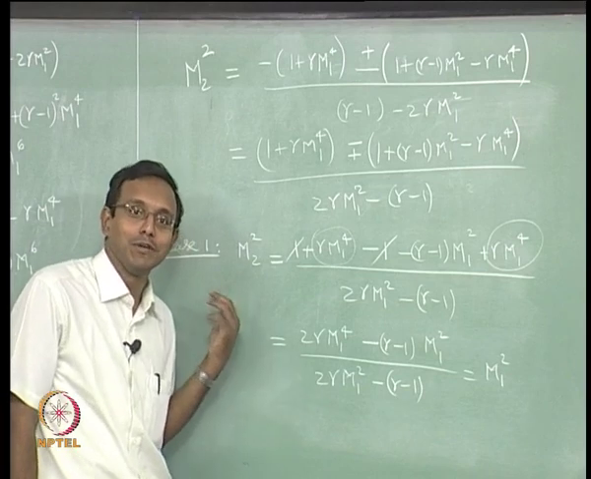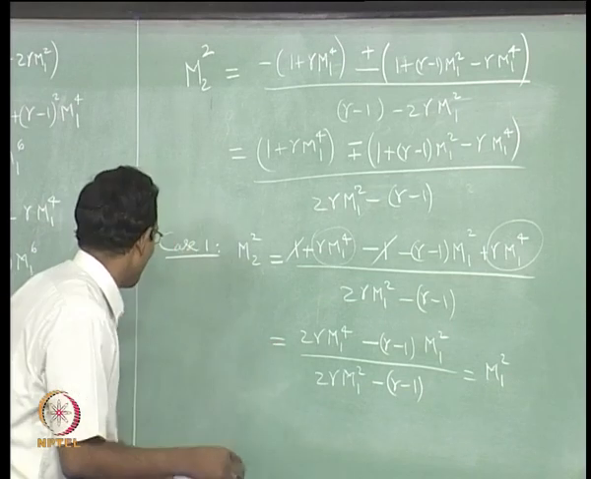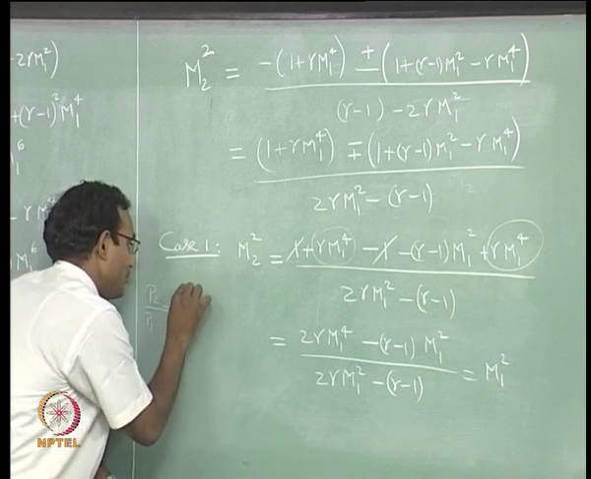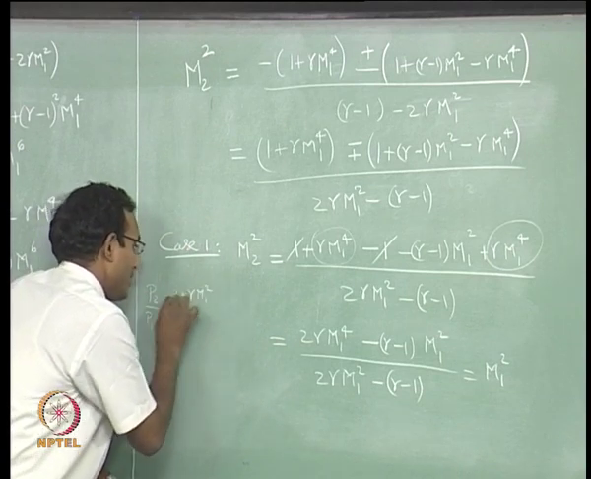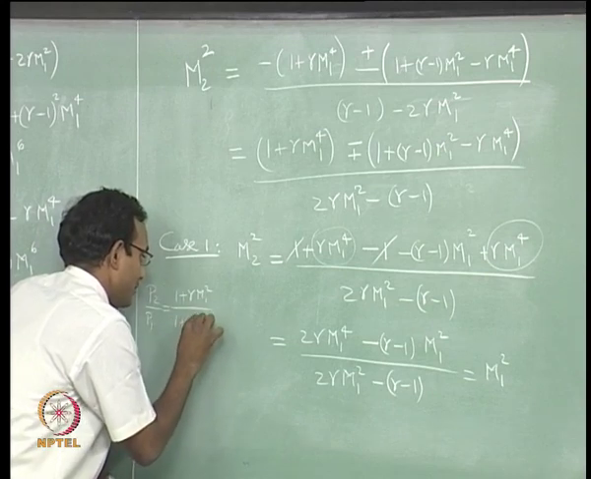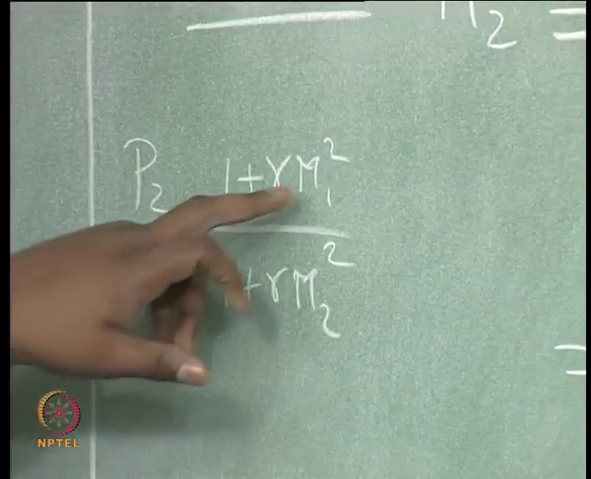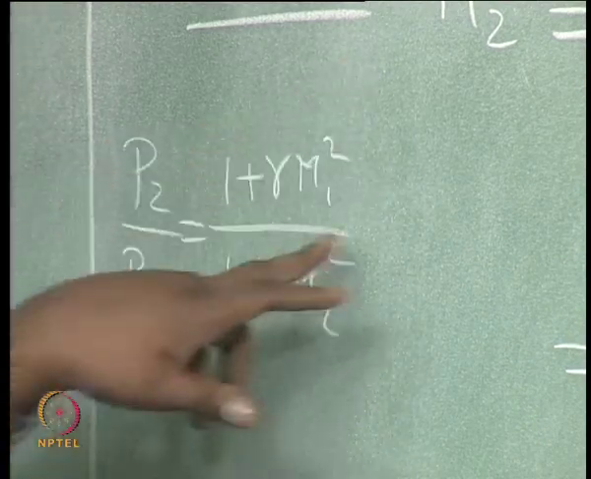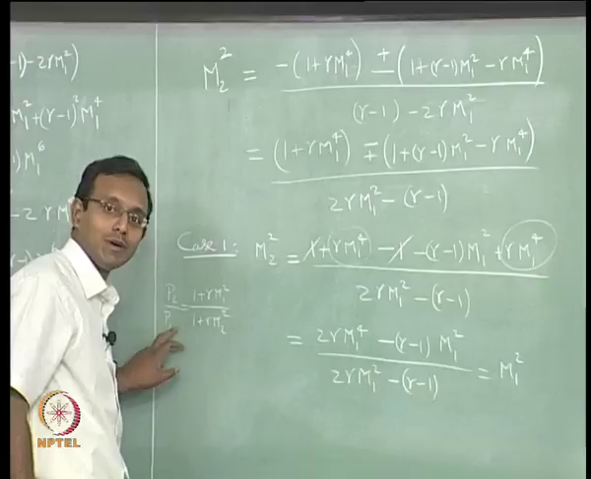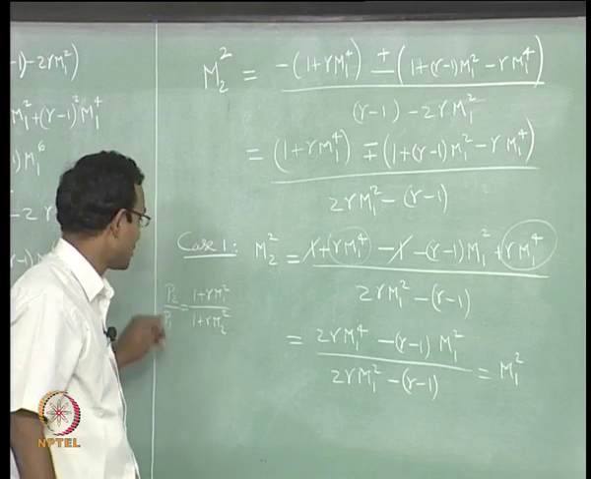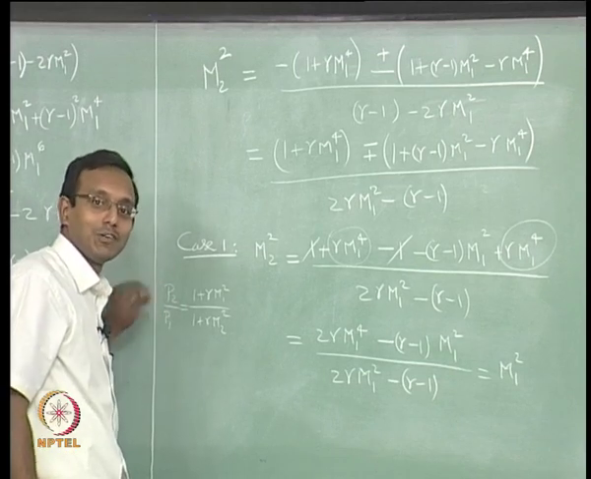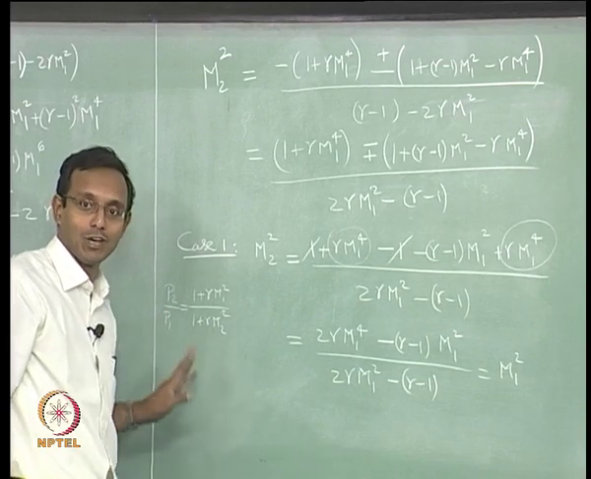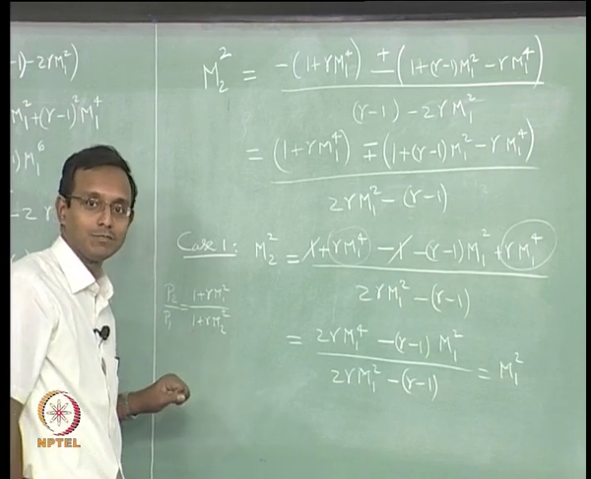From here, it comes out to be a simple solution. If m2 equal to m1, I already wrote this initial thing, P2 by P1 equal to 1 plus gamma m1 square by 1 plus gamma m2 square. Now, if m1 equal to m2 or m1 square equal to m2 square, this whole thing will become equal to 1. P2 by P1 is 1, we already saw that if P2 by P1 is 1, rho 2 by rho 1 is 1, T2 by T1 is 1, U2 by U1 is 1, that is there is no flow change at all across my wave, comes down to that.